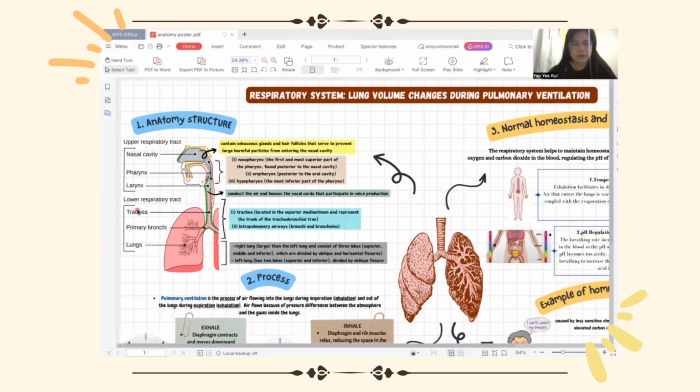The lower respiratory tract consists of the inferior part of the larynx, the tracheobronchial tree, and the lungs. The tracheobronchial tree consists of the trachea and intrapulmonary airways, which are bronchi and bronchioles. The right lung is larger than the left lung and consists of three lobes, superior, middle, and inferior, which are divided by oblique and horizontal fissures, while the left lung has only two lobes, superior and inferior, which are divided by an oblique fissure.